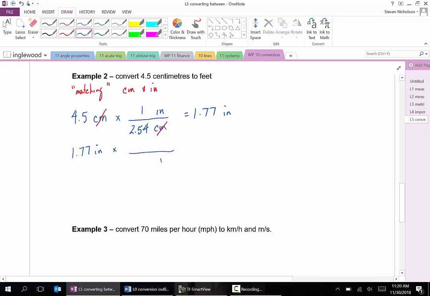And again, in our unit analysis, I want to get rid of inch. I know the relationship to feet. 1 foot is 12 inches. And again, there's my canceling out of my units, and my leftover unit is feet.